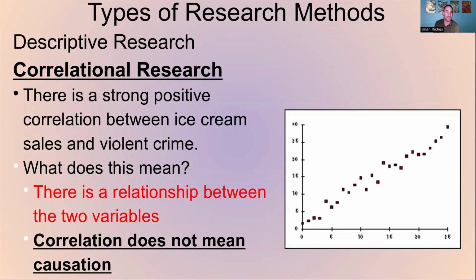So in this case, the other variable is heat. Days when it's hotter, more ice creams get sold. Days when it's colder, fewer ice creams get sold. Days when it's hotter, more people are out. More people, we've seen a pattern of more people tend to be more aggressive and do more violent crimes when it's warm out than when it's cold out.